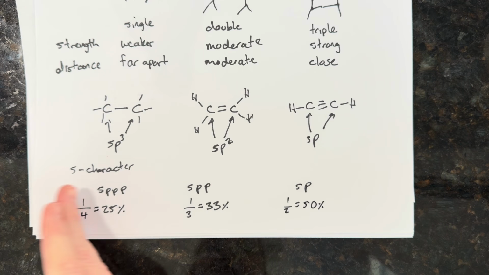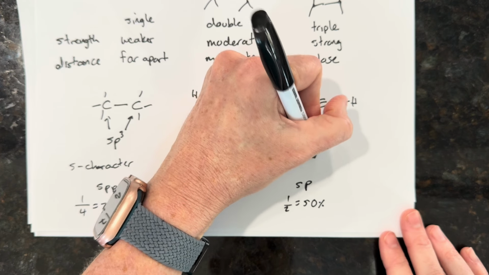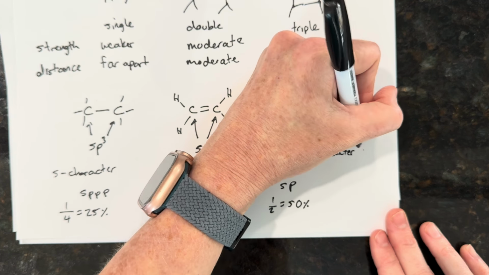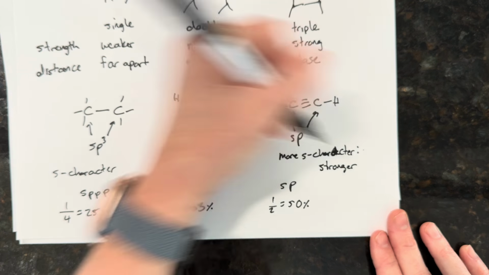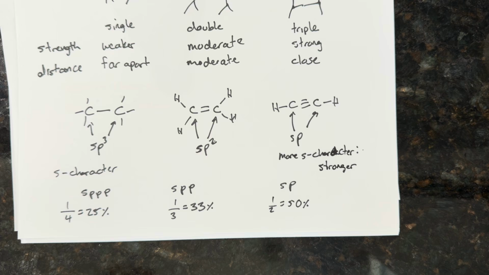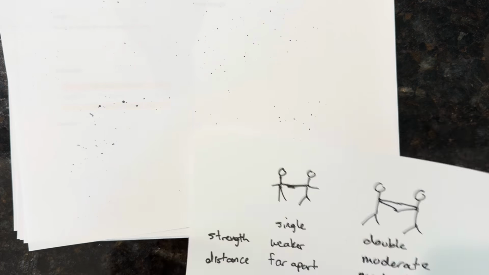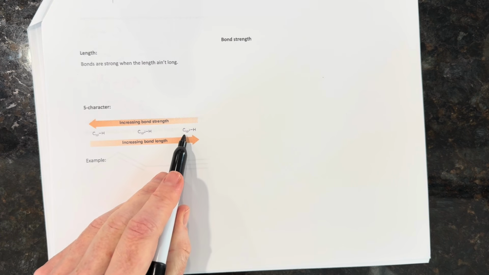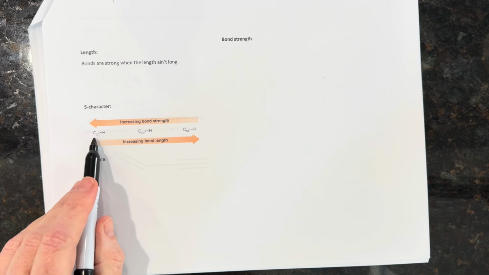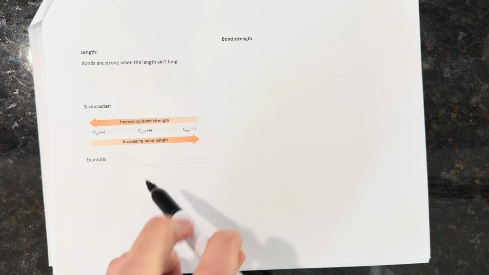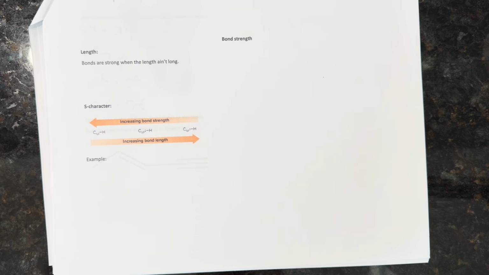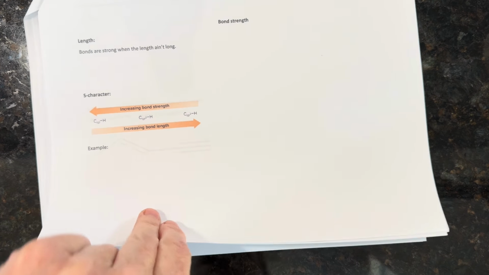Okay, so as you have more S character, you also have stronger bonds. Okay. And that's all this is showing right here. SP, SP2, SP3. As you have an SP, which is just 50% S character, it's going to be shorter, but it's going to have a lot of strength. Okay, I kind of wish they would reverse this, but I should have reversed it.